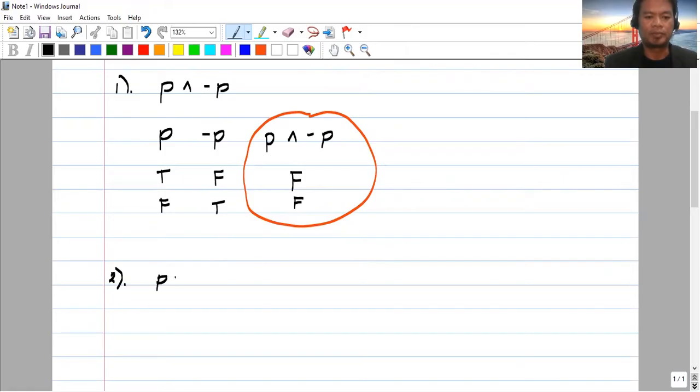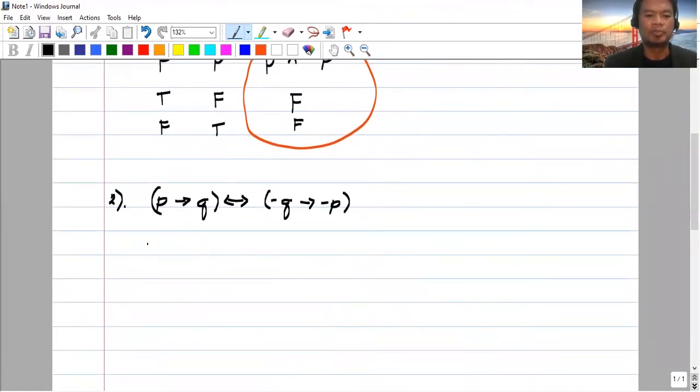P implies Q if and only if not Q implies not P. Okay, so this time we have two variables, which are P and Q. There are two expressions here: P implies Q and not Q implies not P, connected by the biconditional, or if and only if, connective. So we have not Q and not P.